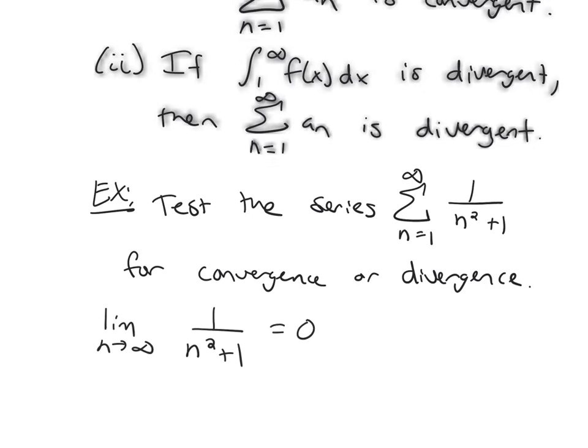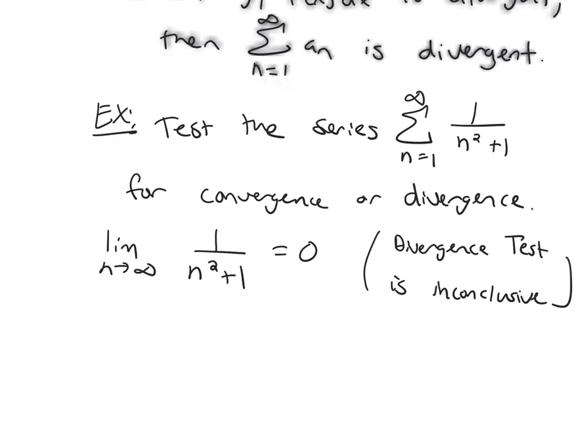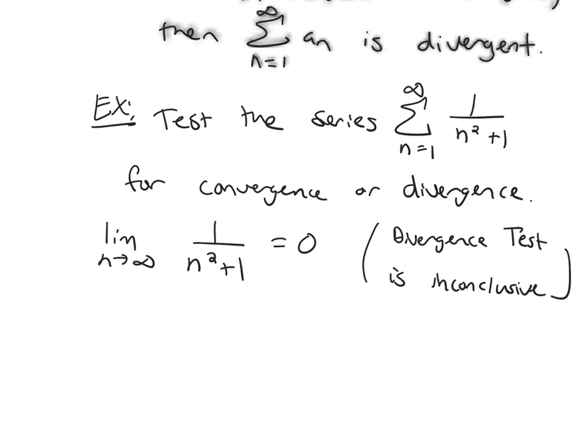The divergence test says if I get anything other than 0, the series diverges. But I got 0. So here, the divergence test is inconclusive. It doesn't tell me that my series diverges, so I've got to try something else. Really, we don't have a lot of techniques now. So the thing I'm going to go to after trying the divergence test is going to be the integral test, because those are the only two methods right now I have.